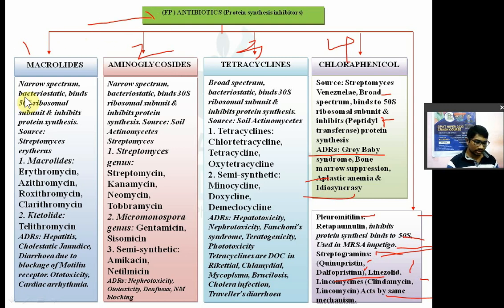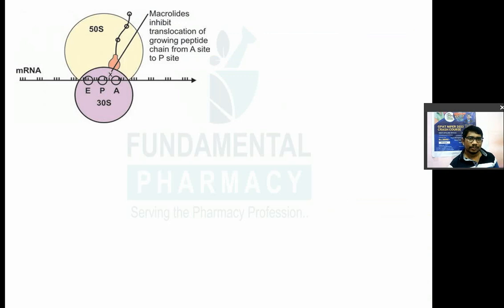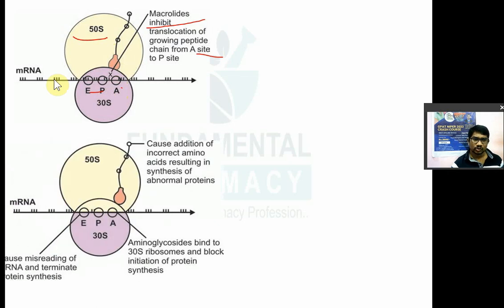Okay, so we'll see the next point now. You can see the mechanism of action of macrolides. By binding to the 50S ribosome, they inhibit the translocation of the growing peptide chain from the A site to the P site. There are different sites: A site, P site, E site. Macrolide antibiotics bind to the 50S ribosomal subunit and prevent translocation from the A site to the P site.